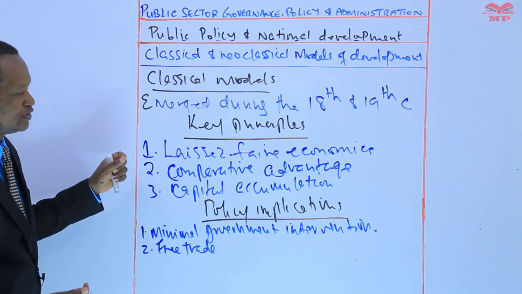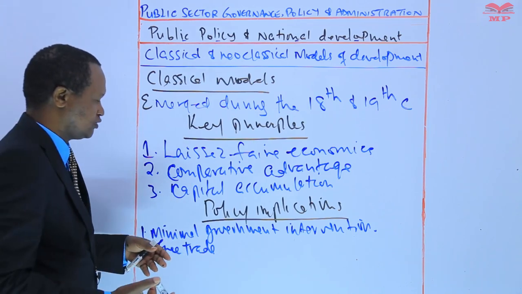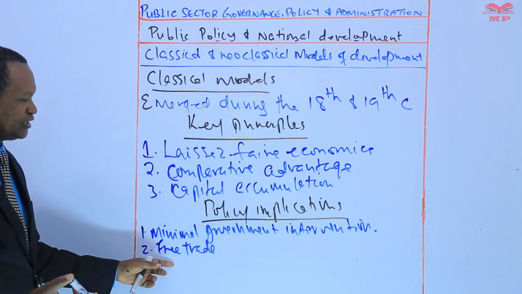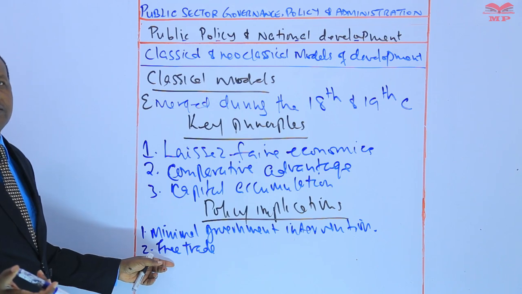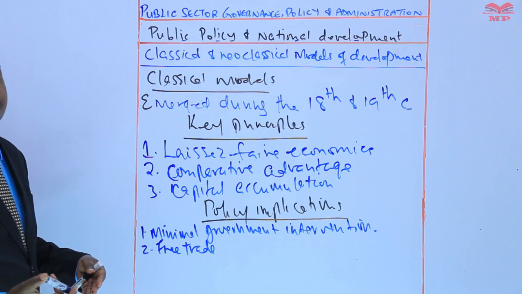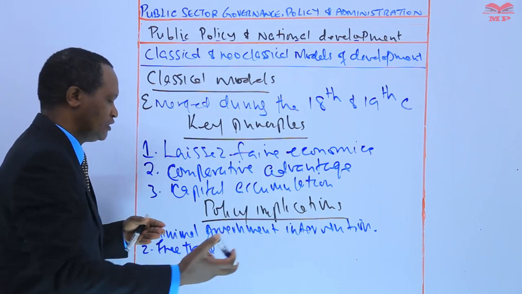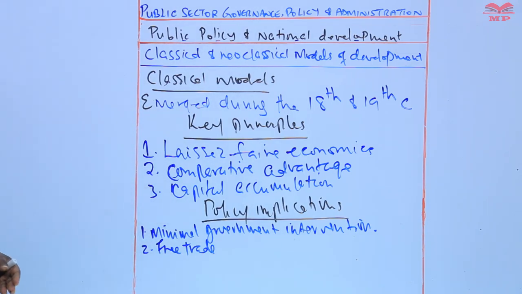And if countries are to specialize, then it means that they have to rely on other countries for the goods that they do not produce. And therefore, there is need to have free trade policies that would reduce trade barriers and allow countries to specialize and then trade with each other. International trade.